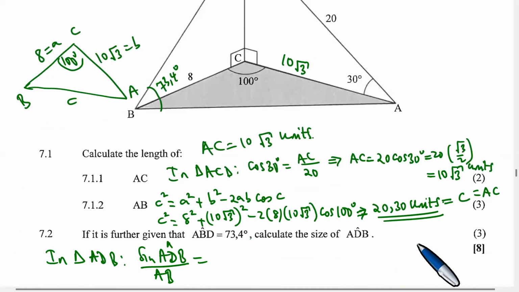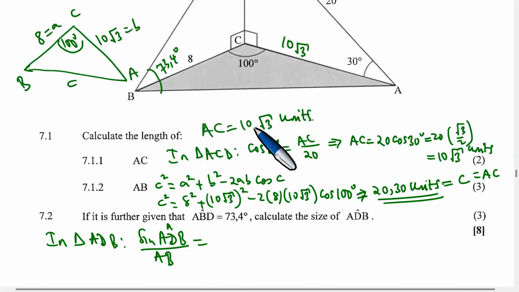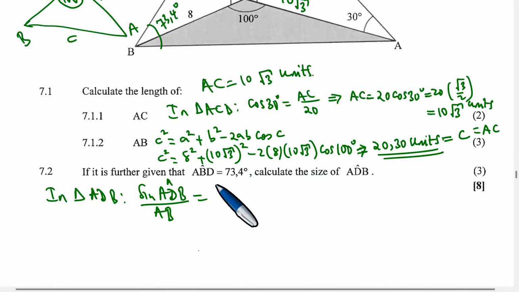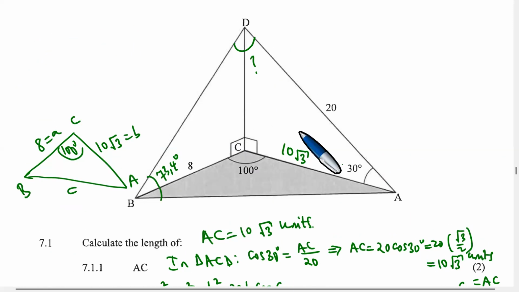Which is equal to the sine of ABD, the sine of ABD angle, divided by AD.